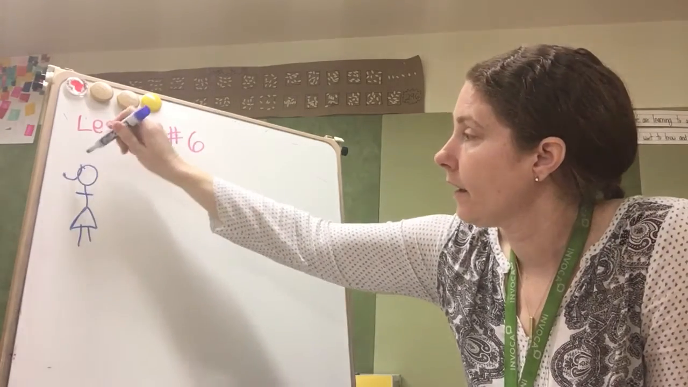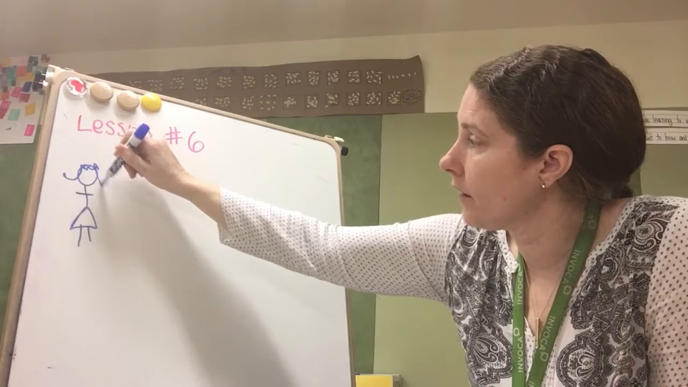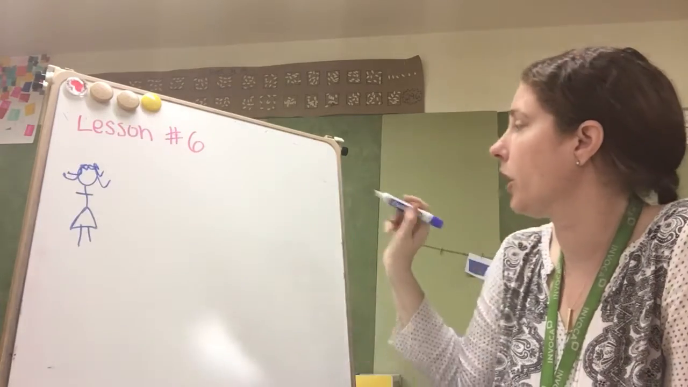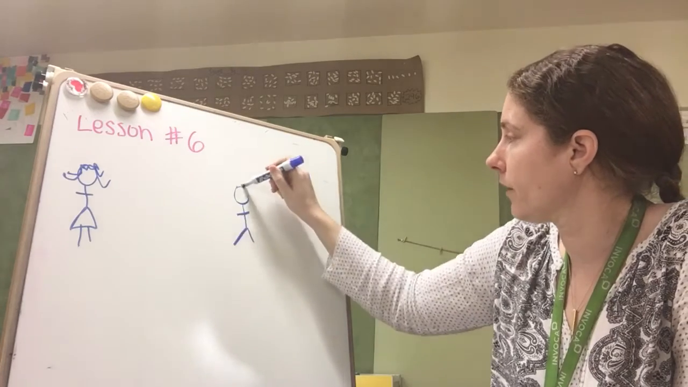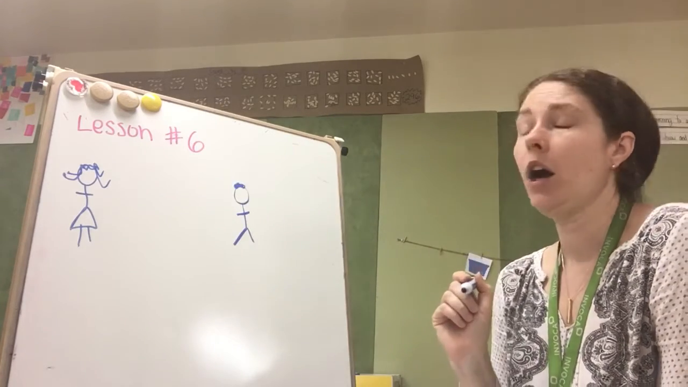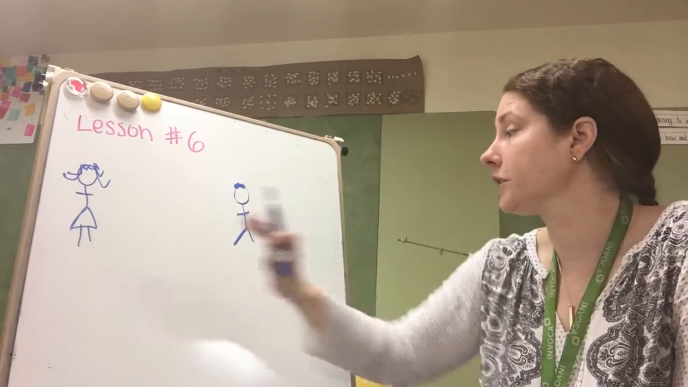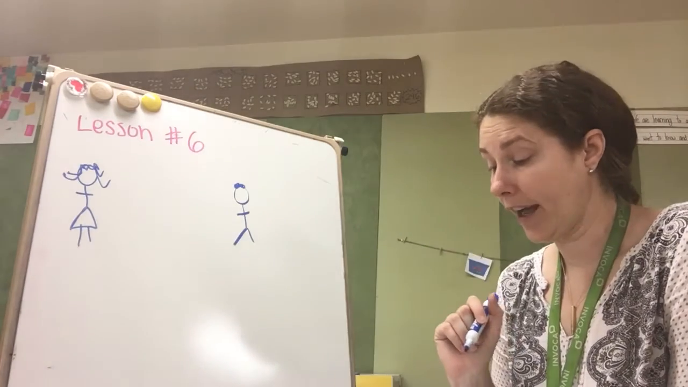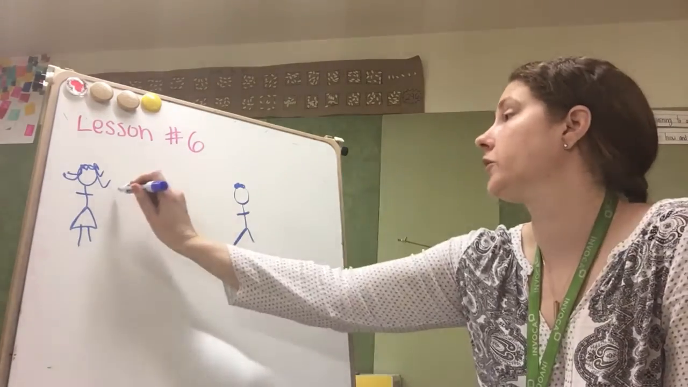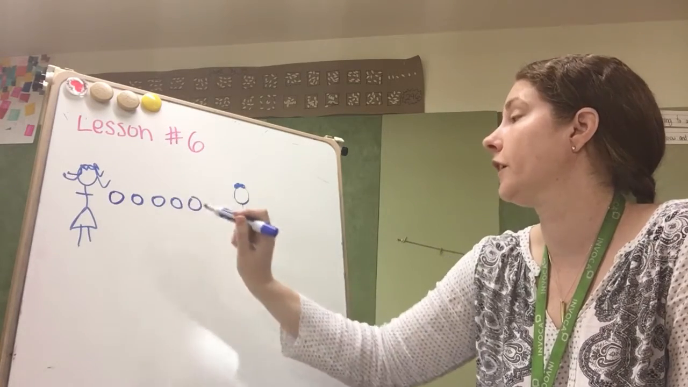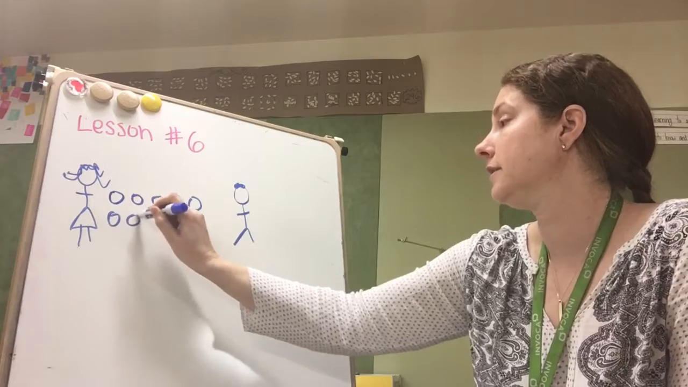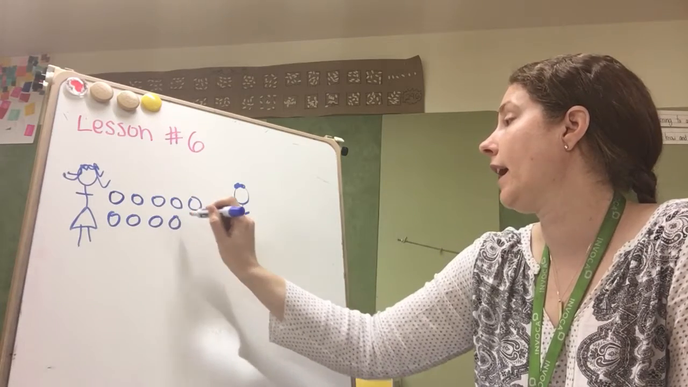And remember, it's just a quick-ish drawing. So there's my girl, and now I'm going to draw a boy over here. Give him curly hair. Now, I have some girls and I have some boys playing. So I have 10 girls. So I'm going to draw 10 circles now to represent all the girls. So 5, 6, 7, 8, 9, 10.